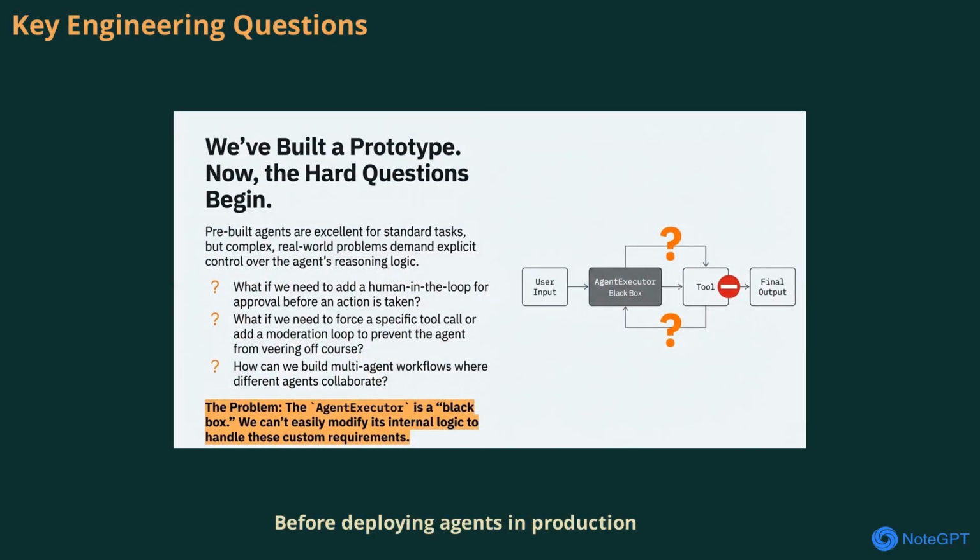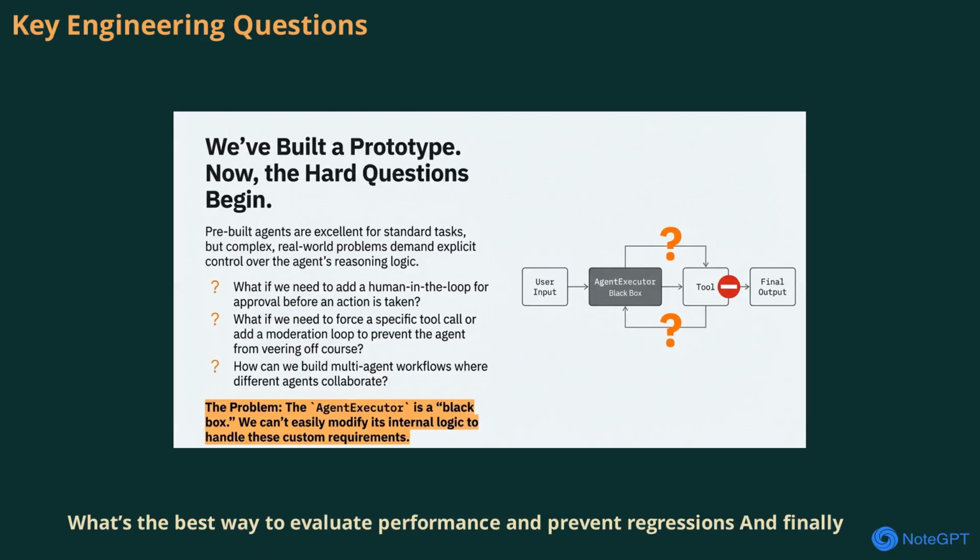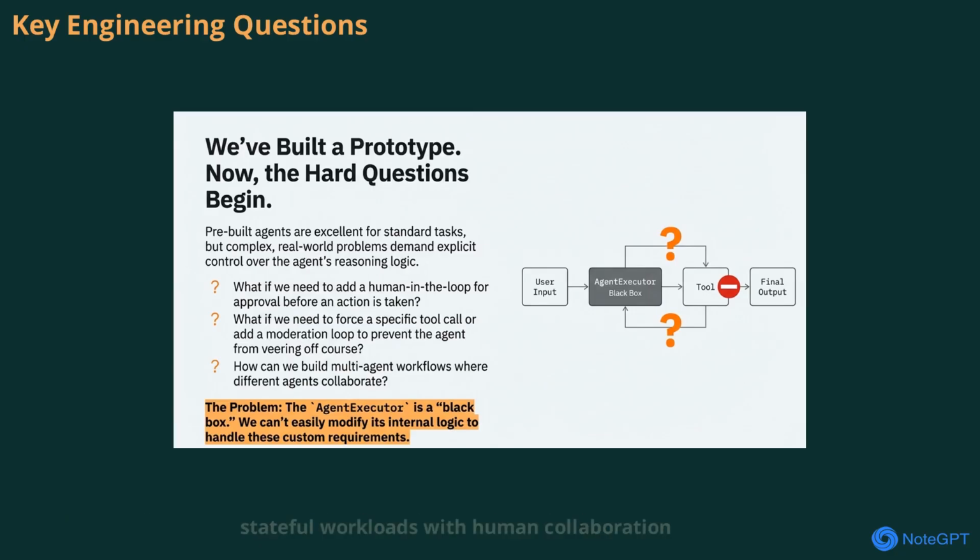For deploying agents in production, several critical questions must be addressed. How do you debug non-deterministic LLM outputs? How can you monitor cost, latency, and token usage across thousands of runs? What's the best way to evaluate performance and prevent regressions? And finally, how do you deploy agents that require long-running, stateful workloads with human collaboration? These challenges demand specialized tools and workflow.